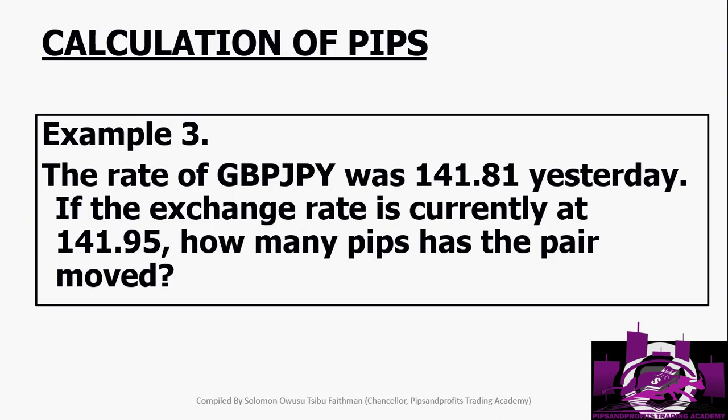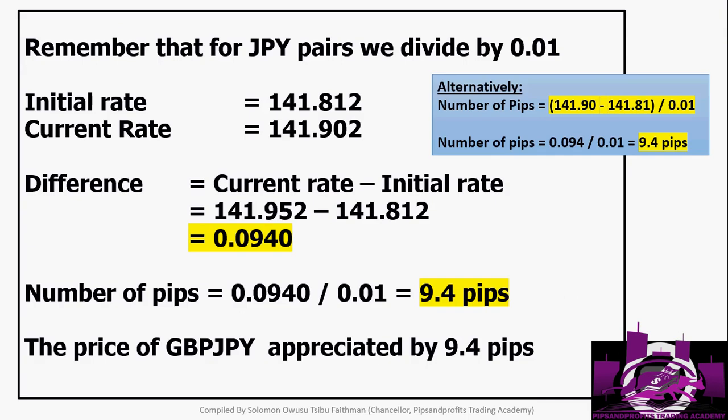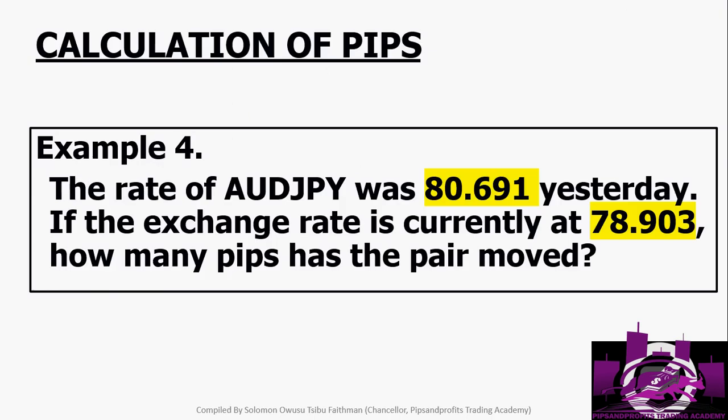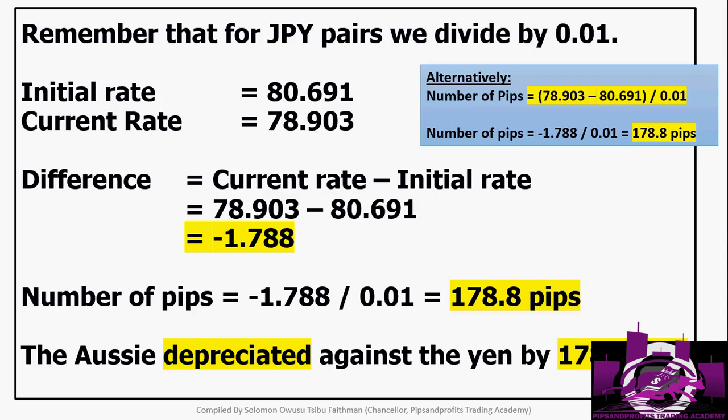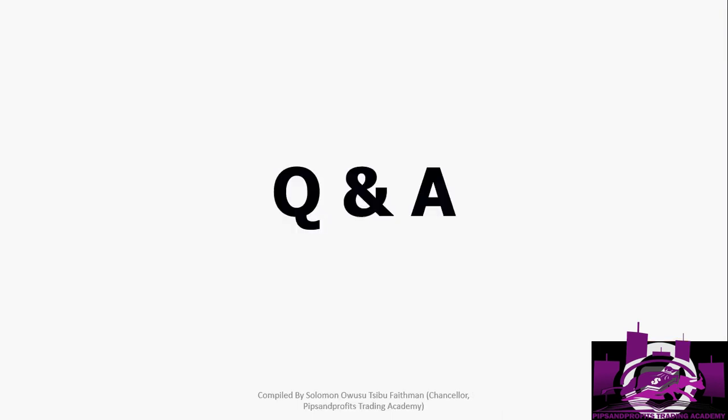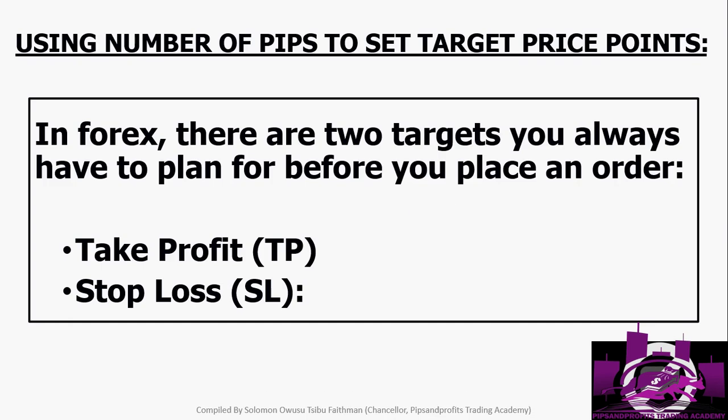Okay, then we did another example for GBP JPY, and because it's a JPY, that is a 3-digit pair, what we did was that we divided by 0.01, and then we had our answer over there. We did another example for AUD JPY, and when we did that also, we had our 178.8 pips over there, and I answered your questions. All right, and we went into using number of pips to set target price point.